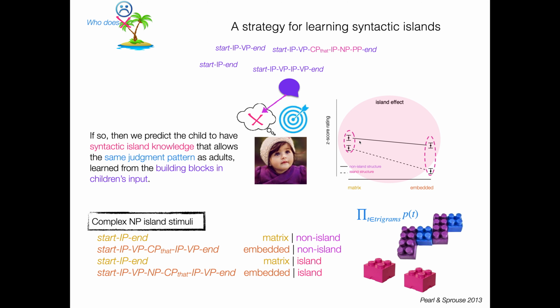If we do see it show up, if we see that a modeled learner can reproduce this pattern of judgments, these non-parallel lines, that super additive effect for the embedded dependency that crosses a syntactic island structure, then we predict the child learning from that input has the syntactic knowledge, because that syntactic knowledge allowed the same judgment pattern as adults, the super additive pattern. And that knowledge was learned from the building blocks in that child's input.